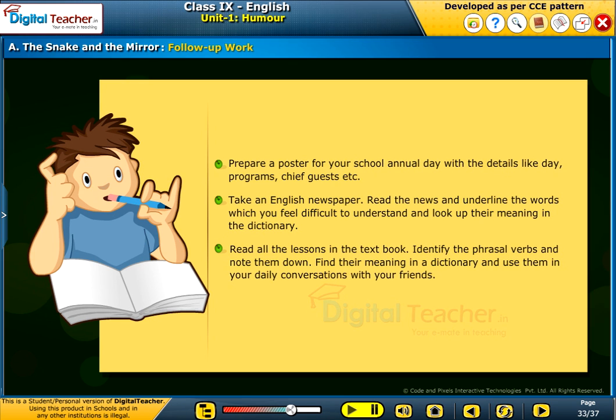Read all the lessons in the textbook. Identify the phrasal verbs and note them down. Find their meaning in a dictionary and use them in your daily conversations with your friends.